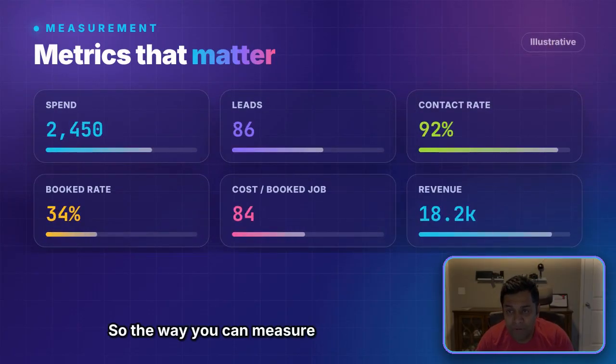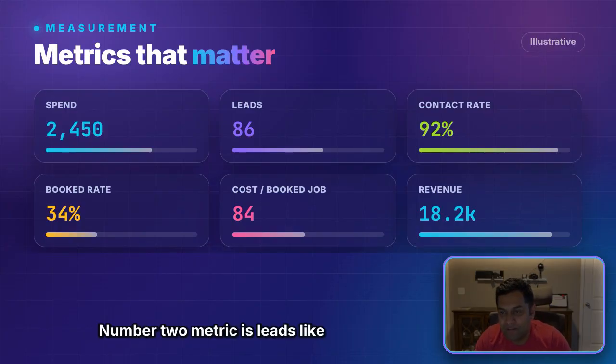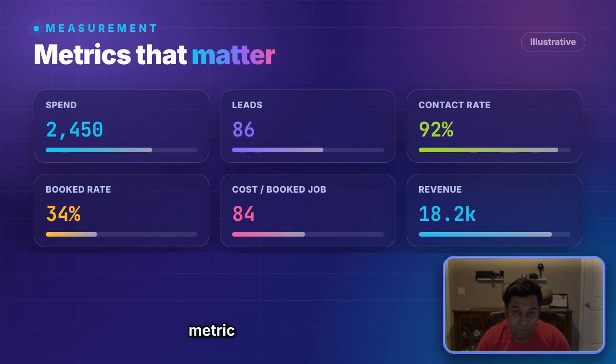So the way you can measure local service ads is spend. How much did you spend for valid leads? The number two metric is leads, like calls, messages, bookings, booking by type. Contact rate is another metric. Booked rate, cost per booked job, and then revenue and profit. So those are some areas or metrics or KPIs that you can track.